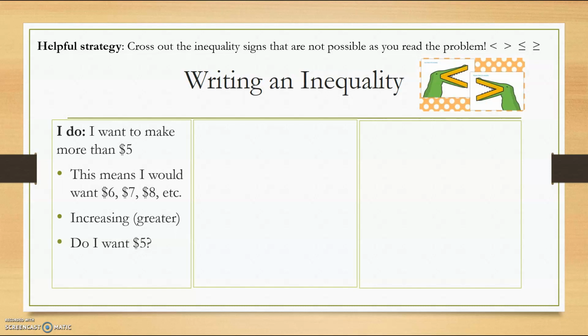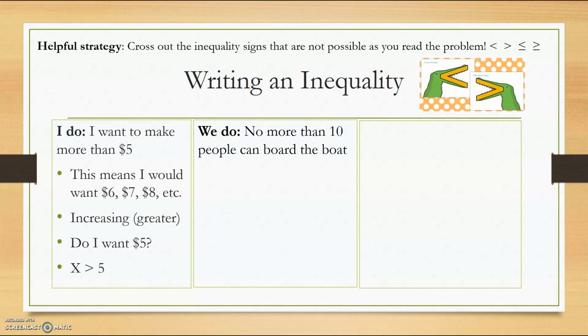So the other question I want to ask is, would I want to make $5? If the answer is yes, then it would be equal to. If the answer is no, then it would not be or equal to, okay? In this case, I don't want to make $5. I want to make more than that. That means that I would use the greater than sign.